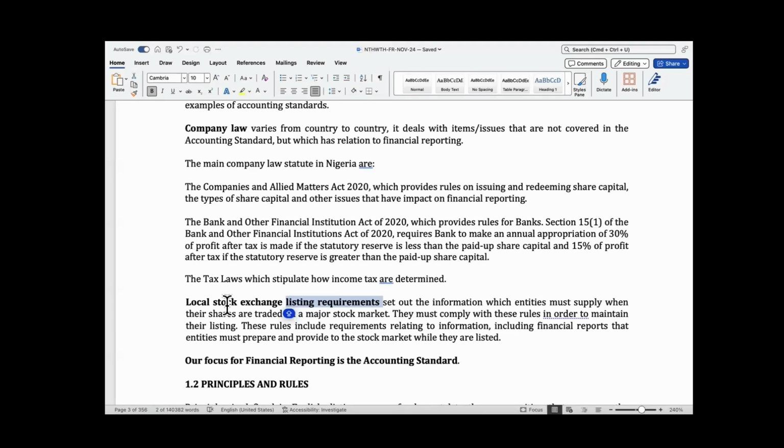And this has happened last year. They delisted some entities, few entities in the insurance industry and all of that. They delisted them because they did not meet certain listing requirements. They had to delist. They will enlist them again, but they will pay penalties and what have you. So it also has input into financial reporting.